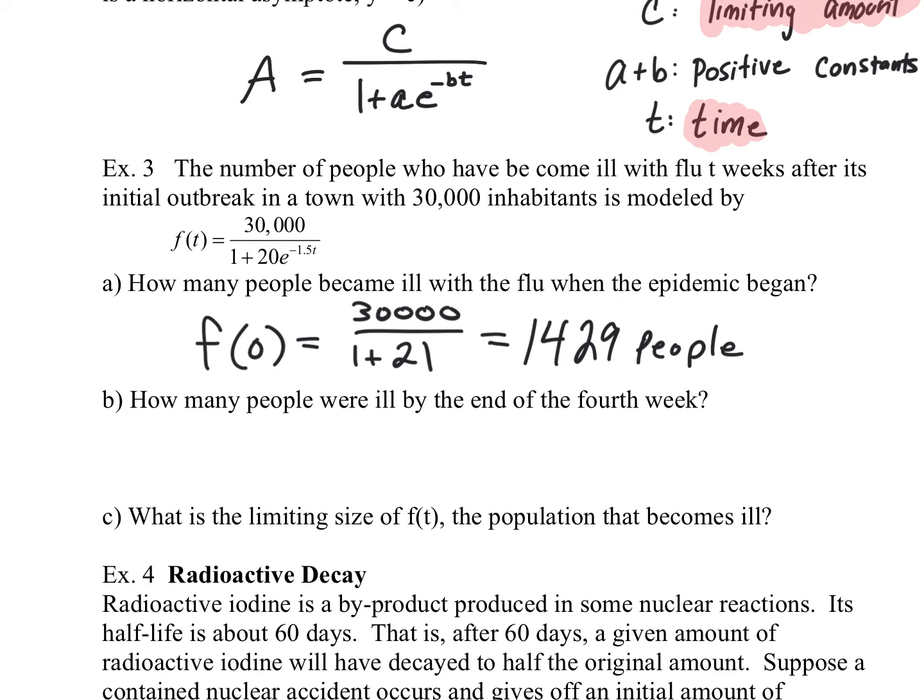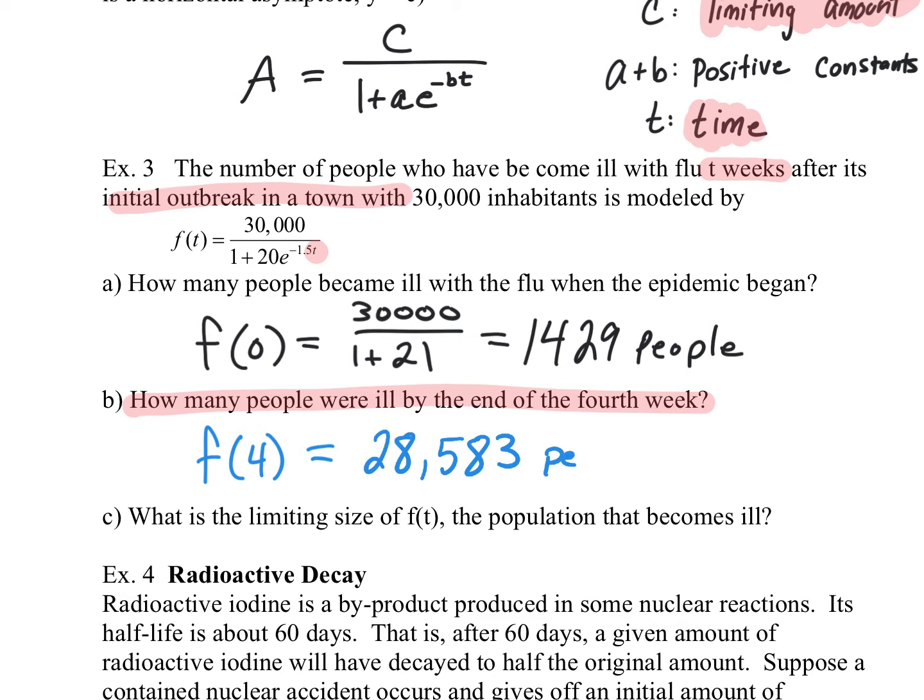Now, they established that t is the number of weeks after the initial outbreak. If we want to find how many people were ill by the end of the 4th week, we simply need to evaluate f of 4. Obviously, this one's going to be a little bit harder to do. We will need our calculator, but when we plug in 4t in our exponent, we will find there will be 28,583 people with the flu.